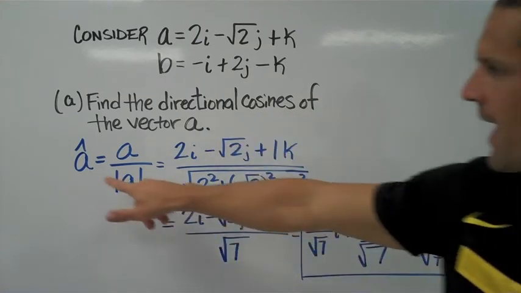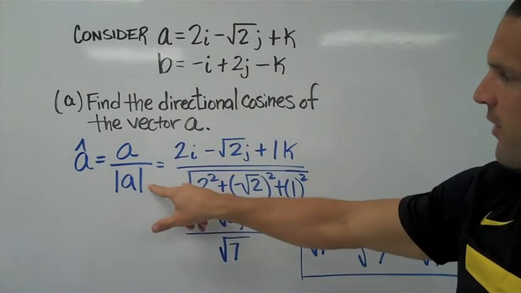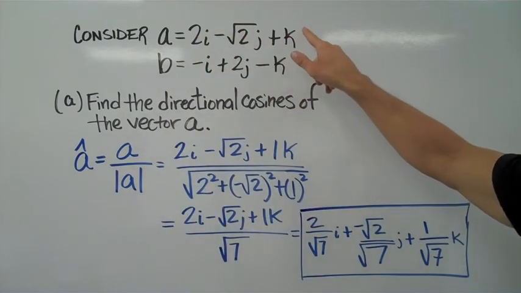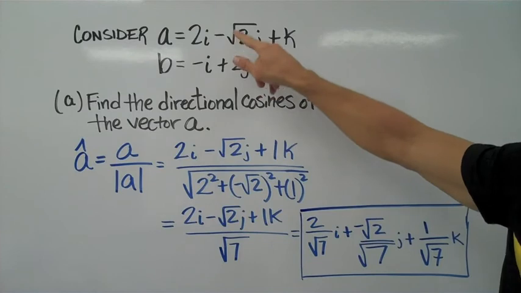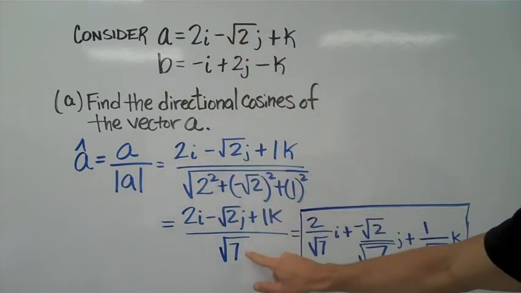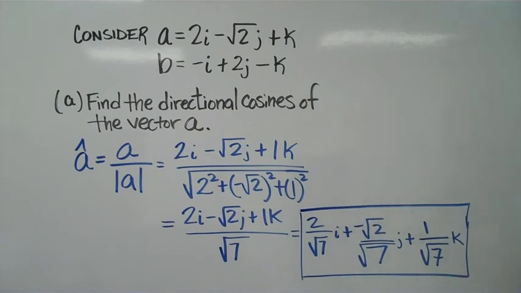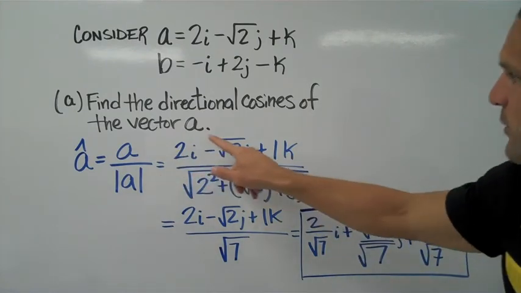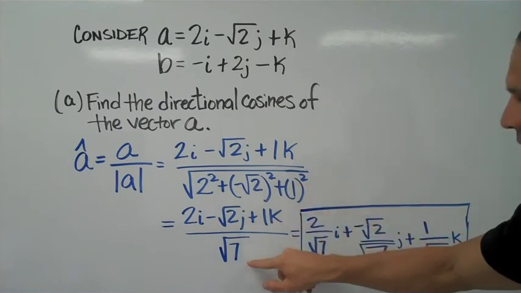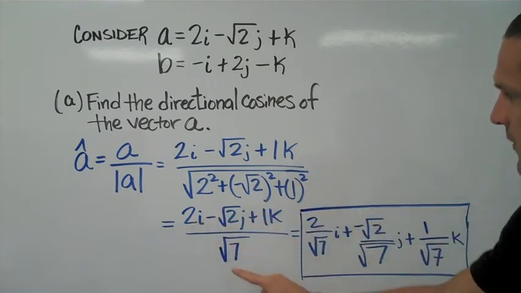Well, we know that A hat, or the unit vector, is the vector divided by its magnitude. How do we find its magnitude? This is vector A. We simply have to do the Pythagorean Theorem. 2 squared plus negative square root of 2 squared plus 1 squared. The square root will give us the square root of 7. Well, on top we have the vector itself, 2i minus the square root of 2j plus 1k. There it is.